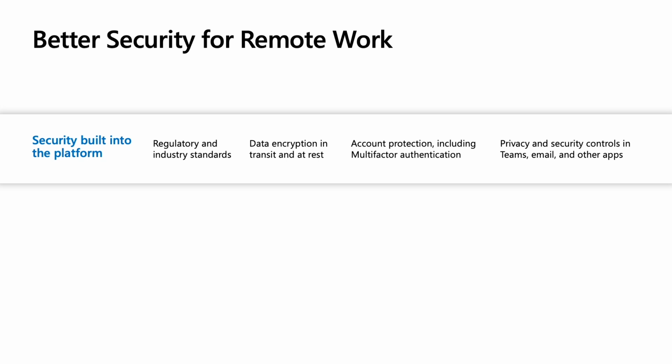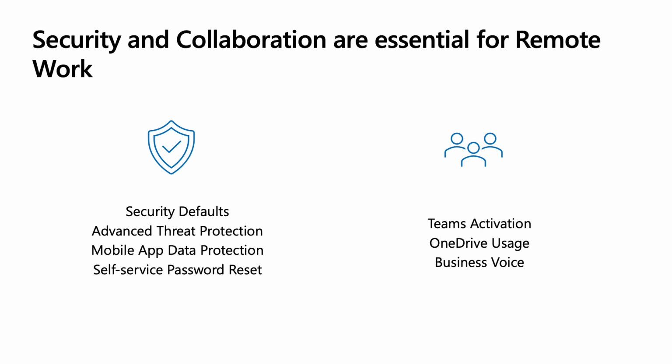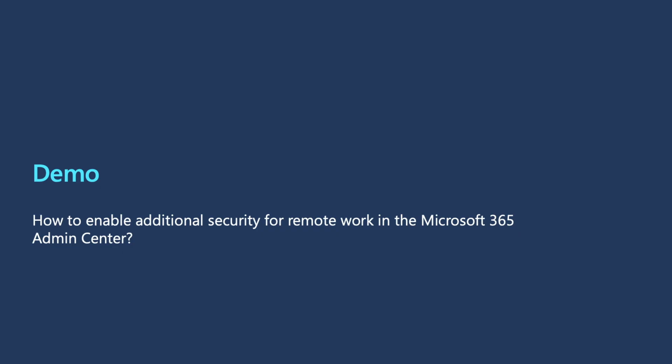In addition to essential security features, we also have advanced security offerings built into our SKU of Microsoft 365 Business Premium, where we enable remote access and identity protection and make sure that all personal and company-owned devices remain secure. In addition to that, we also make sure that we protect these devices and accounts against cyber threats and safeguard the data in them. In addition to security, collaboration is also essential for being able to work remotely and work effectively. Let me walk us through some of the things that we can do as IT admins to help our organizations be more secure and collaborate more effectively.